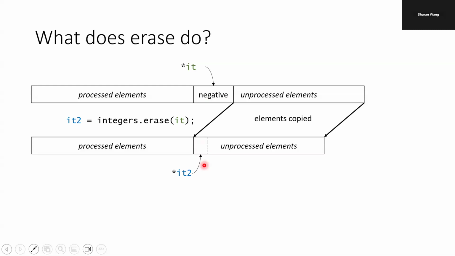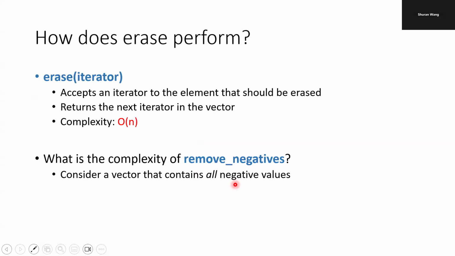Does this make sense? So that means that for the erase function, the complexity is O(n) because we have to copy over all elements after the erased element.